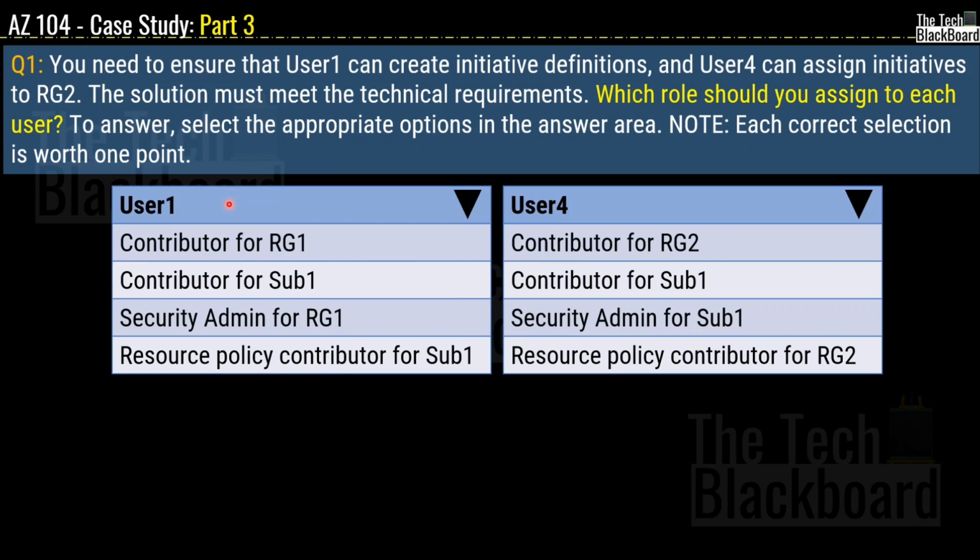Here you can see that we are given user 1 and user 4, and for each user we are given some roles. Let's read the roles for user 1. Here we have contributor to the RG1, then contributor to the sub 1, which is subscription 1, then security admin for RG1, and lastly resource policy contributor for the sub 1. On the other hand, for user 4, we have contributor to the RG2, contributor to the sub 1, security admin for sub 1, and then resource policy contributor for RG2.